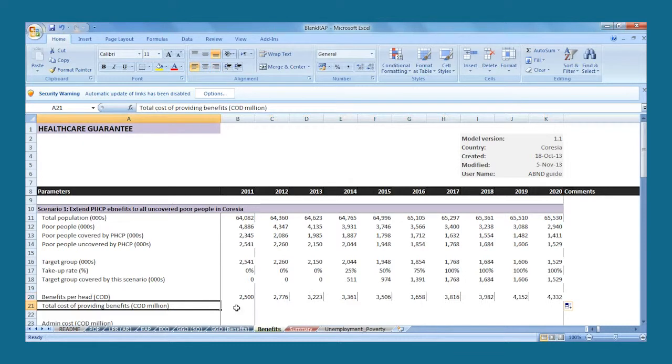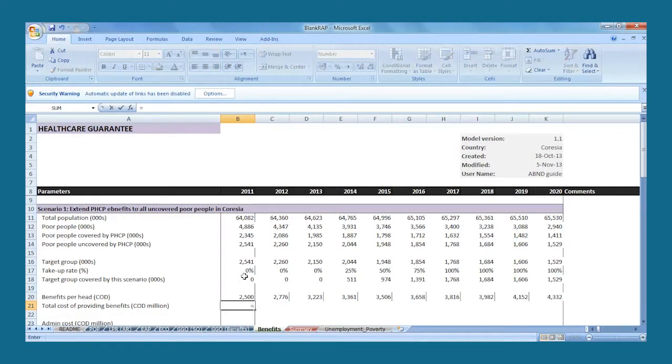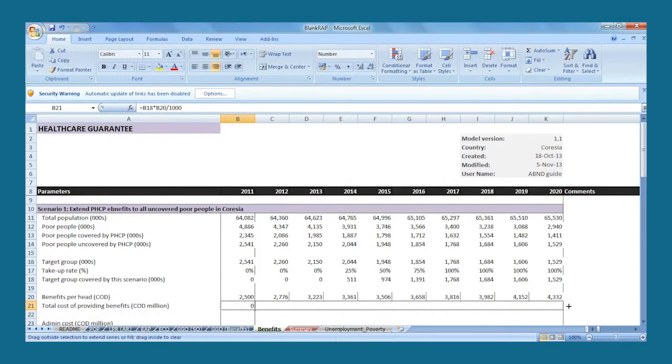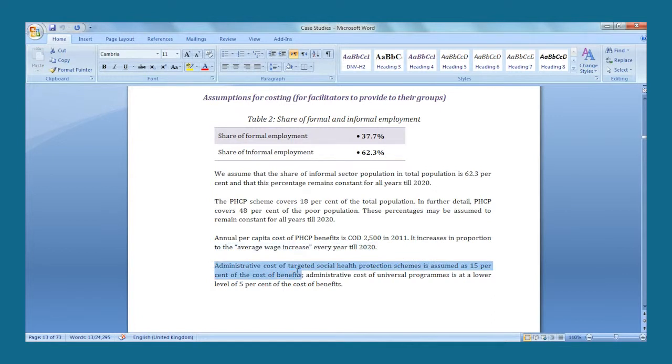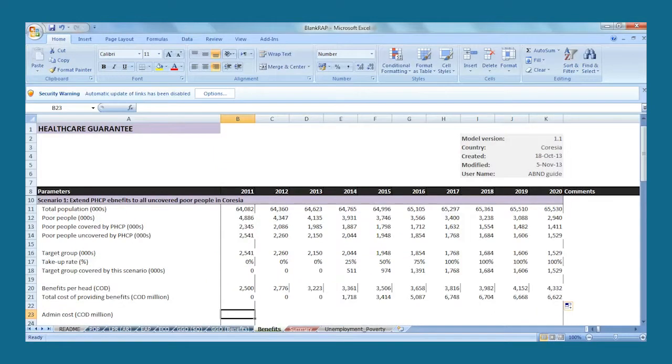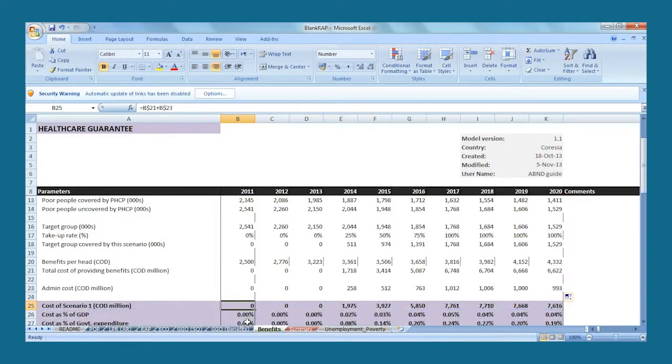The total cost of benefits per year is the target group of the scenario multiplied by the per head benefit cost. It is divided by 1,000 so that we have the cost in million Parisian dines. The case study states the admin cost as 15% for targeted programs. As this scenario is targeted at poor people, we can take 15%. The total cost of implementing the scenario is the addition of the total benefit cost and the total admin cost. It is projected by dragging the cells until 2020.